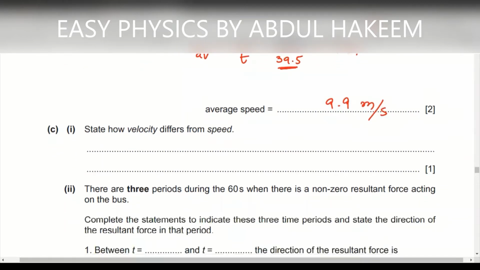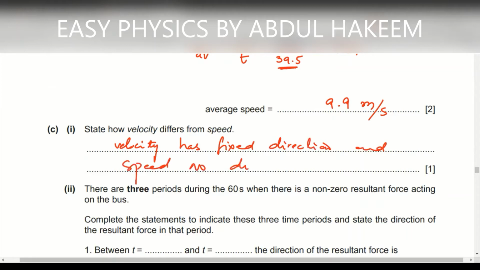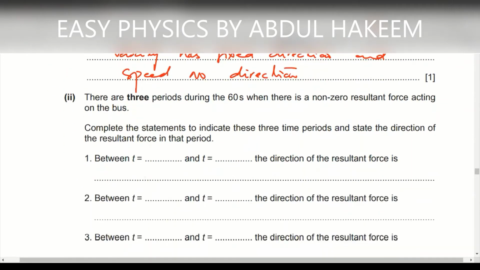Next, state how the velocity differs from the speed. Velocity has direction, has fixed direction. And speed, no direction. Next, there are 3 periods during the 60-second when there is a non-zero resultant force acting on the bus. Complete a statement to indicate these 3 time periods and state the direction of the resultant force in that period.